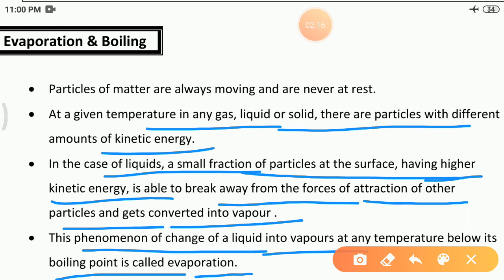Only the surface particles get energy from the surroundings, get free from the attraction force and convert to vapor. So the phenomenon of change of liquid into vapor at any temperature below its boiling point is called evaporation.